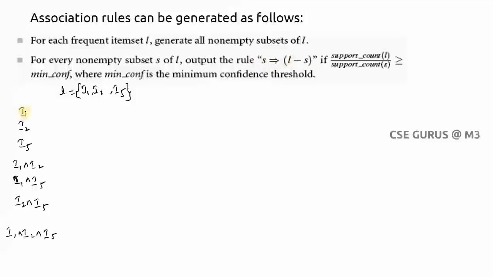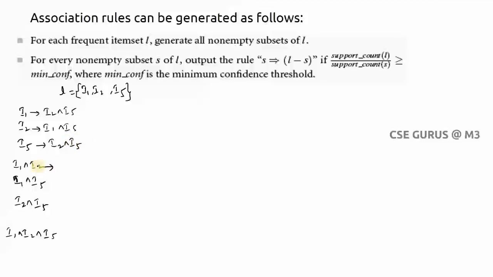So if I1 is S, what is L minus S? L means all these items. So L minus I1, the remaining two will come here. So I1 implies I2 and I5. Here, I2 implies I1 and I5. I5 implies I1 and I2.